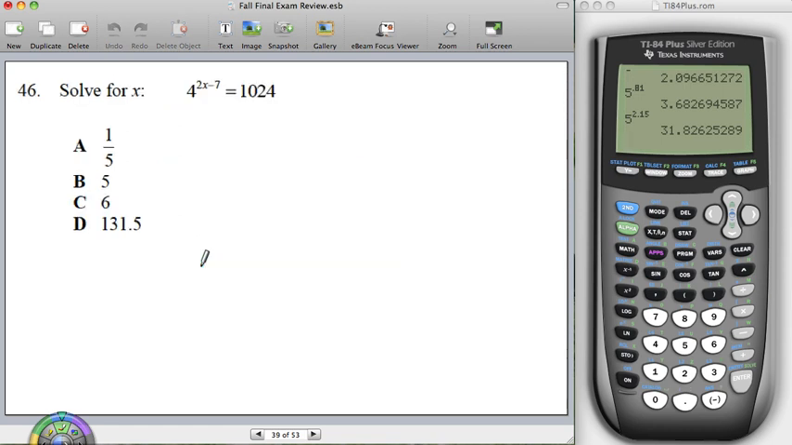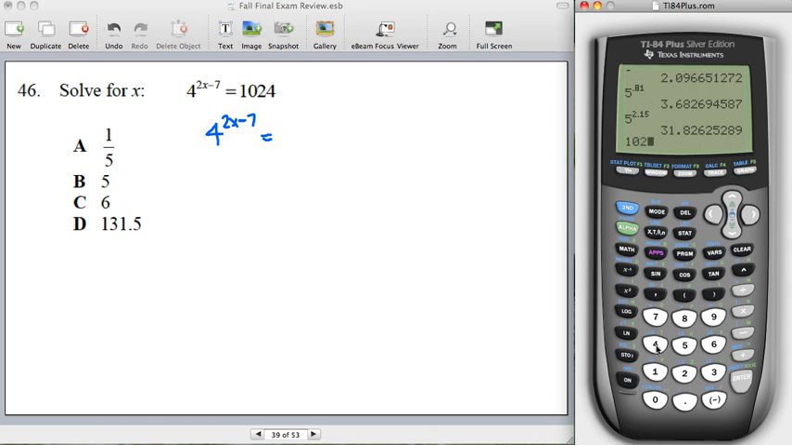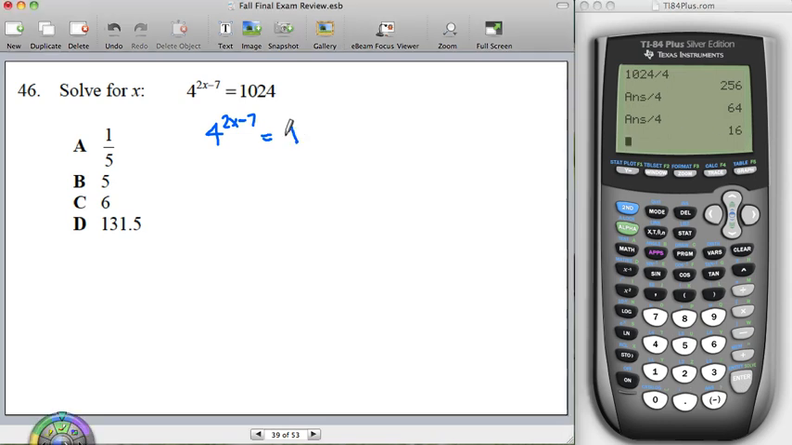Solve for x. So in this case, this you can do with logs or you can do by breaking apart your bases. So I'm going to leave this as 4 to the 2x minus 7. I'm going to go ahead and break this apart. 1024, I'm going to divide by 4. It's 256. 256 divided by 4, 64. 64 divided by 4, 16. So 4, 4, 4, 4, 4. So that's going to be 4 to the 6th.